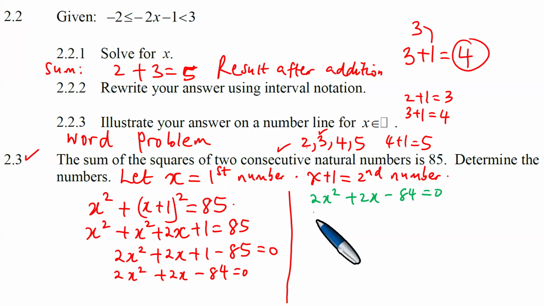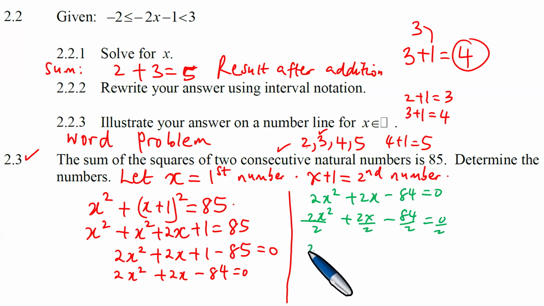So we take the 2x squared and divide by 2, plus 2x divided by 2, minus 84 divided by 2. You divide everything by 2. Then here it's going to be x squared plus x minus 42 equals 0.